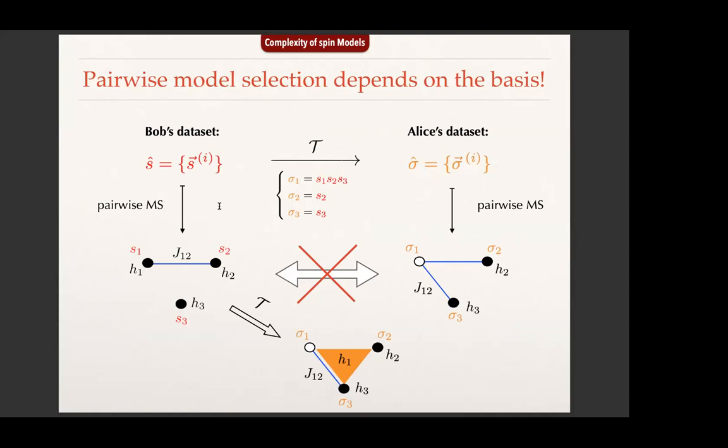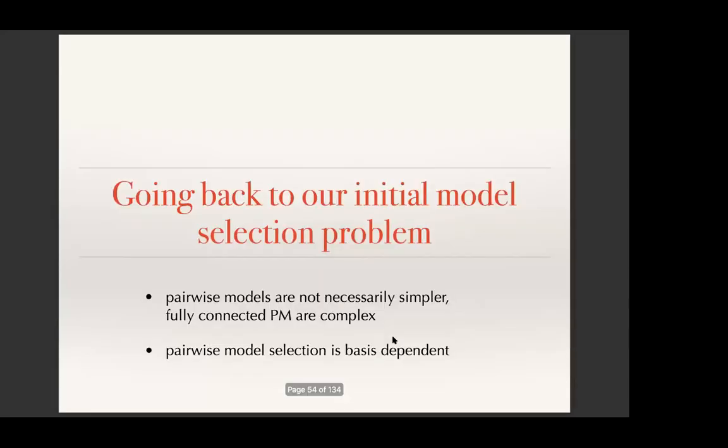Okay, and so the interesting conclusion we can draw here also is that pairwise model selection is actually basis dependent. So if I were to restrain myself only to pairwise models, and I give my dataset to Bob, and he finds the same pairwise model, he's very happy. But now he gives his dataset to Alice, and Alice is only capable of modeling using pairwise models. And then she will be quite annoyed because the model that she will find will not be a transformation of Bob's models. So pairwise model selection is heavily basis dependent, right? So that's another conclusion I wanted to draw here.